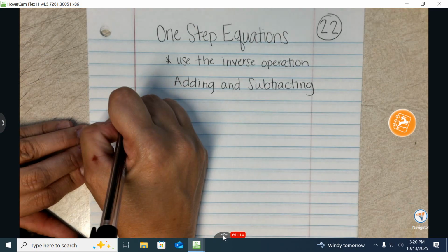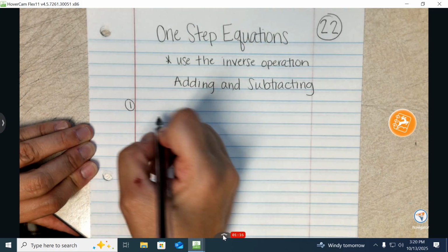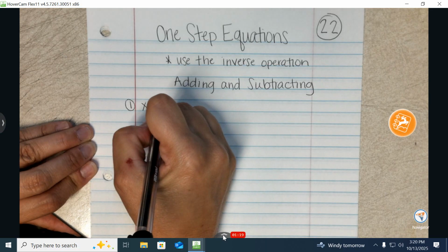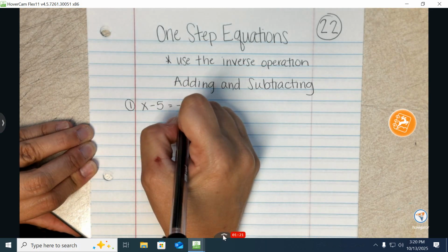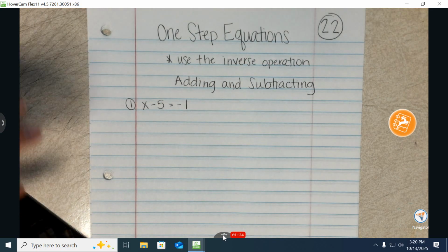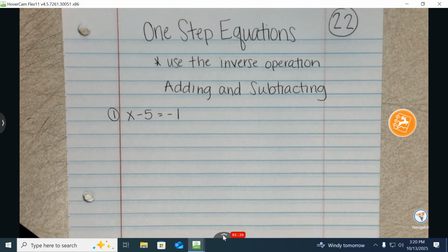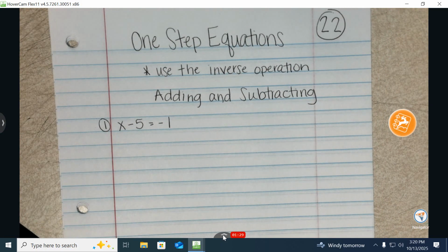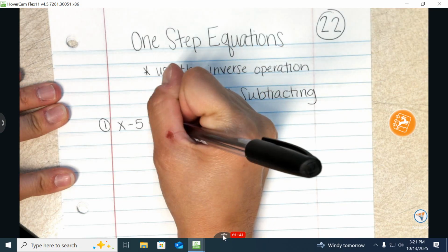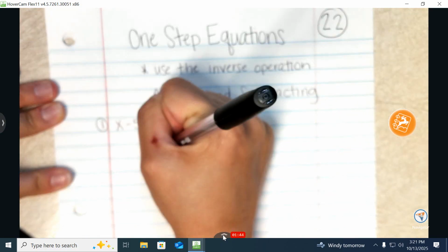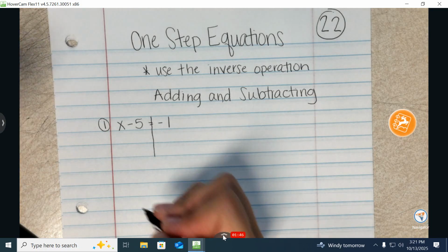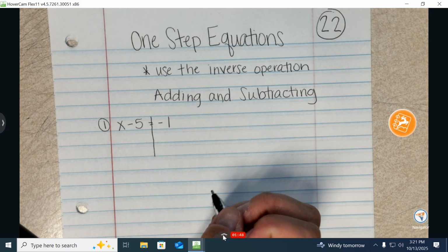Okay, number 1, we are going to have x minus 5 equals negative 1. One of the main things that you are going to need to do when starting equations, and when it starts to become larger equations, is that you're going to have to be neat. So you're going to have to keep things in line going straight down the page. So what I like to do is just draw a line going down the equal sign. So that means that that equal sign is going to end up in the same spot.